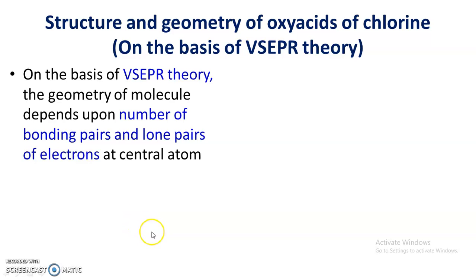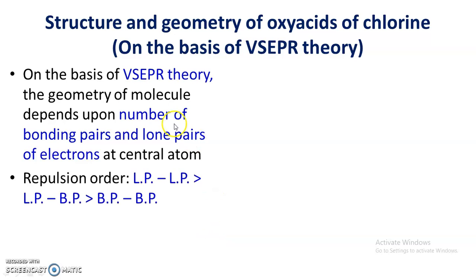And the non-bonding electrons, or electrons which are not involved in the bonding process, I am talking about the central atom. At the central atom, some electrons are not involved in the bonding process. These are non-bonding electrons. They are also called lone pairs of electrons. The geometry of a molecule is decided by bonding pairs and lone pairs of electrons. According to valence shell electron pair repulsion theory, lone pair-lone pair repulsion is greater than lone pair-bond pair repulsion, which is greater than bond pair-bond pair repulsion.